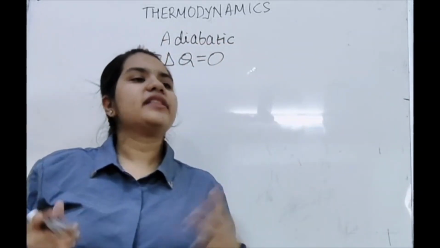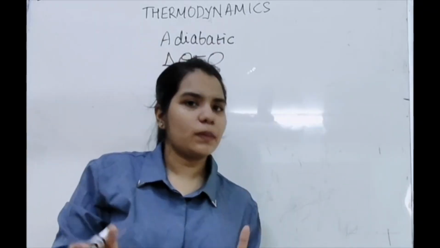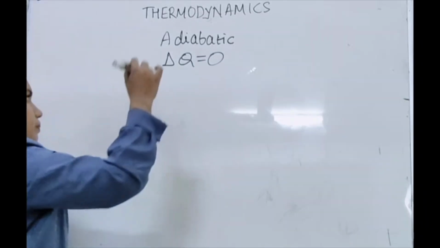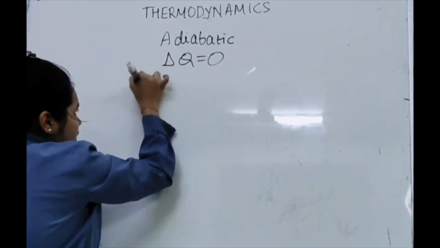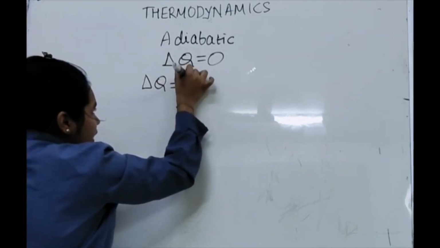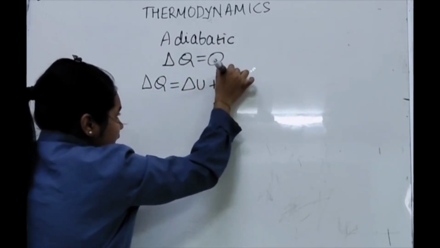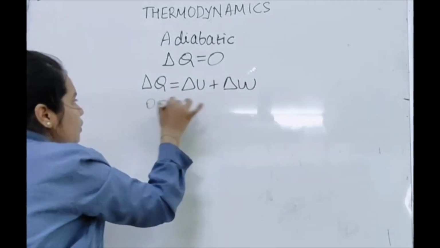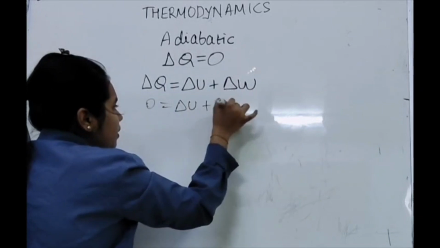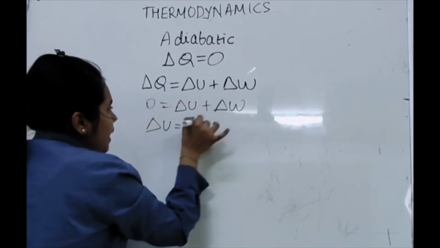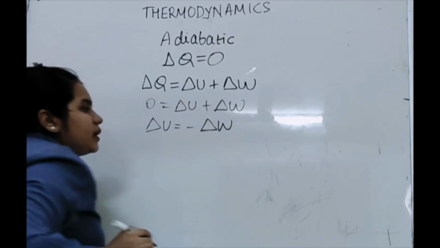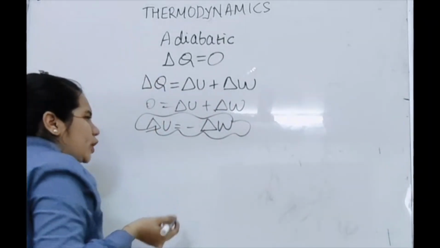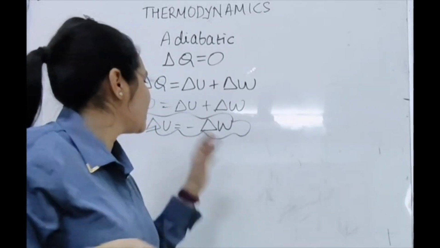Adiabatic is where there is no heat exchange taking place. That is delta Q equals 0. Now, we will take the first law, delta Q equals delta U plus delta W. We know delta Q is 0, so 0 equals delta U plus delta W. So delta U equals minus delta W. Okay, so this is kind of important. They might ask an assertion reason also from this part.